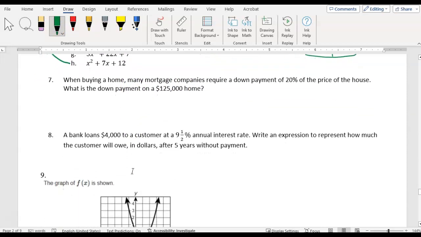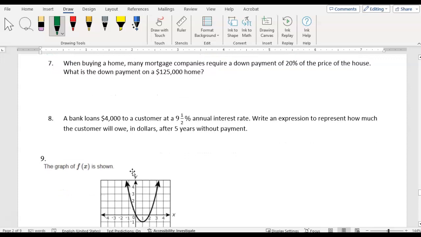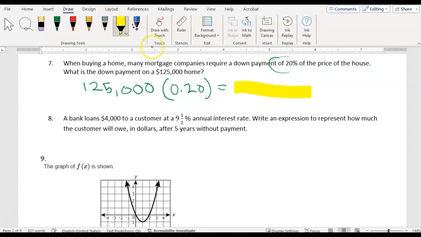All right, number 7 is when buying a home, many mortgage companies require a down payment of 20% of the price of the house. What is the down payment on a $125,000 home? So 125 times, this is just 20% of the home, not 20% plus, so 0.20, and then calculate that.